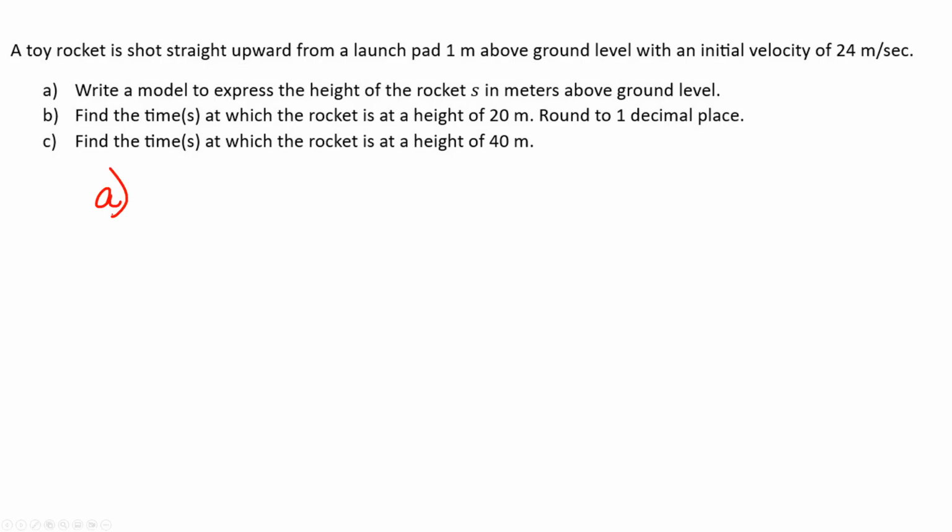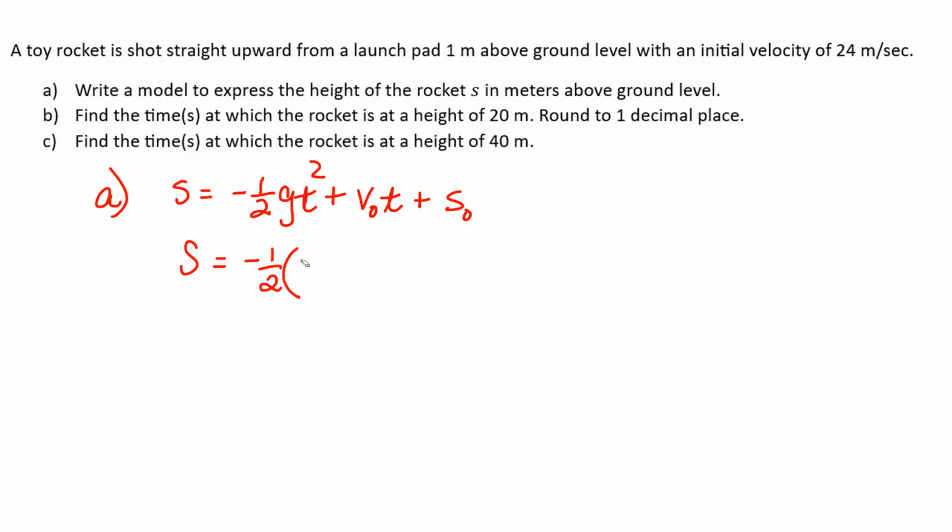So that's what we're going to do first, is use the equation s equals negative 1/2 gt squared plus v sub 0t plus s sub 0. And so we're going to fill in the information they gave us. So negative 1/2 g, this time we have to put 9.8 meters per second squared because it's meters. This problem has meters, not feet. So 9.8 for g. And then t squared.